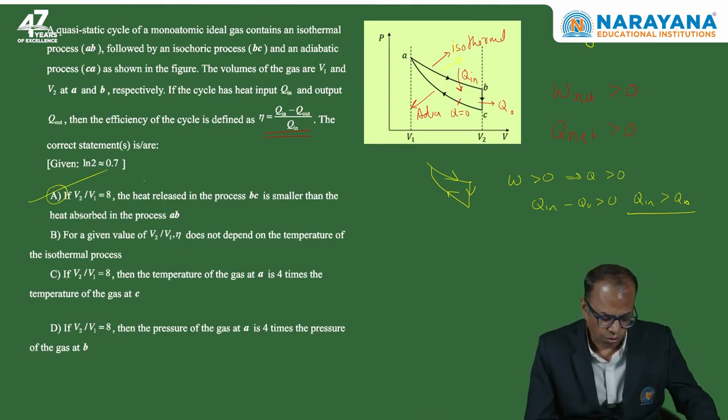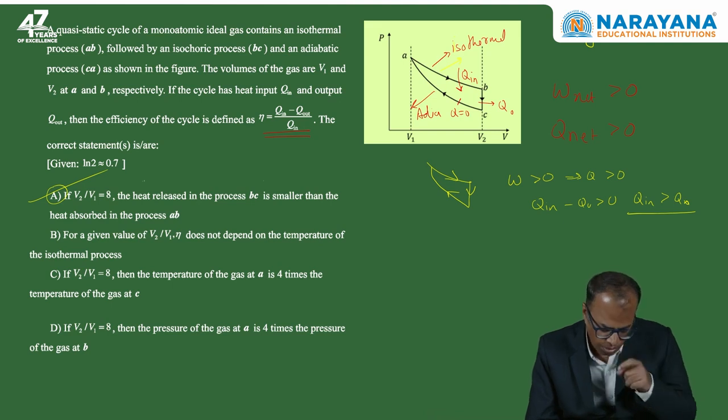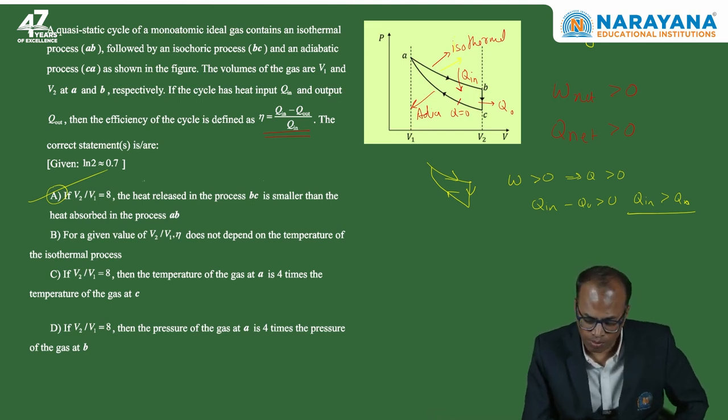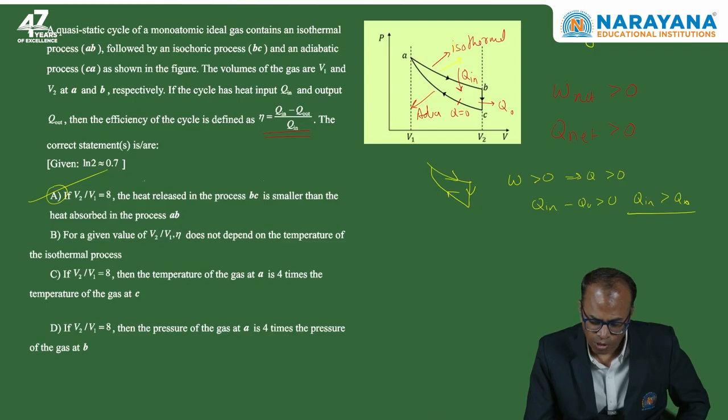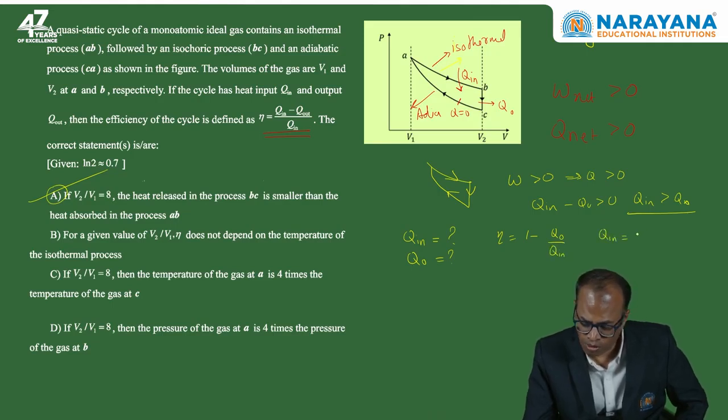Okay. Now for a given value of V2 by V1, the efficiency does not depend on the temperature of the isothermal process. For that matter, I need to find the efficiency. Efficiency will be, I need to write Q in, I need to write Q out, and efficiency will be 1 minus Q out by Q in. Now Q1 is for the isothermal process, which will be nRT.